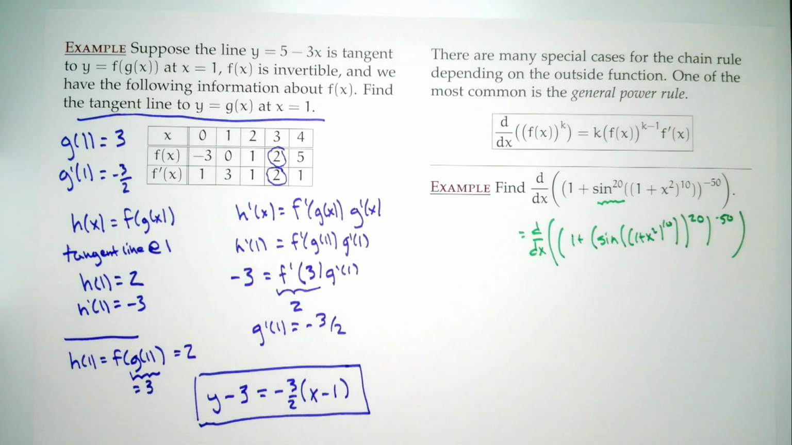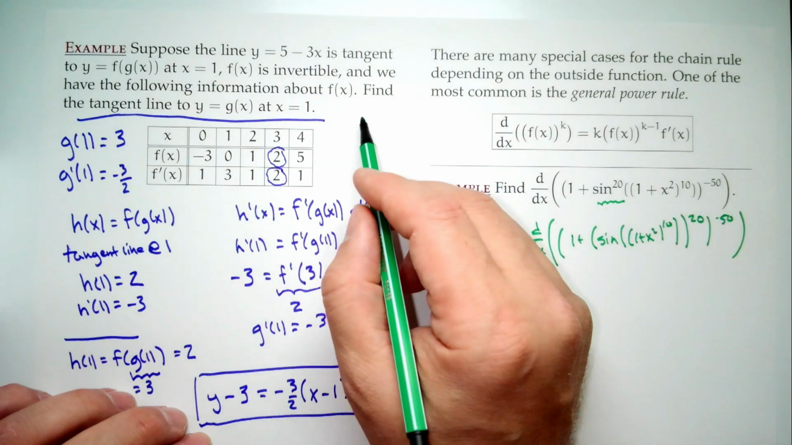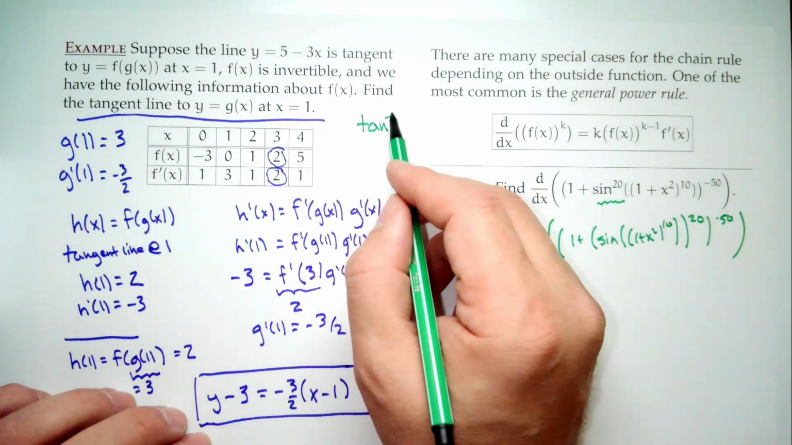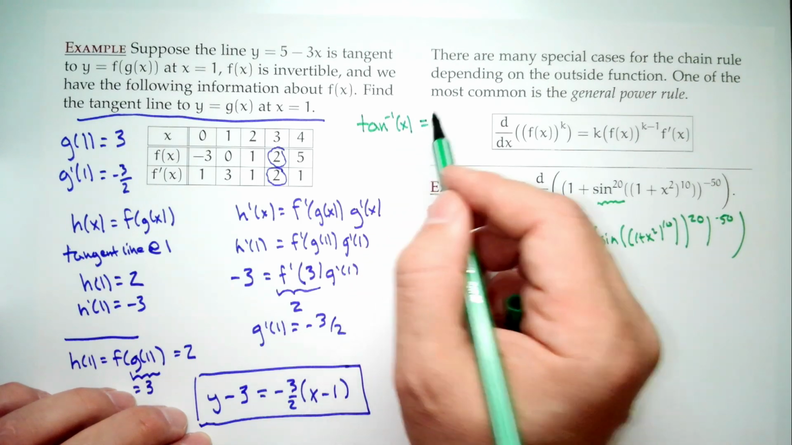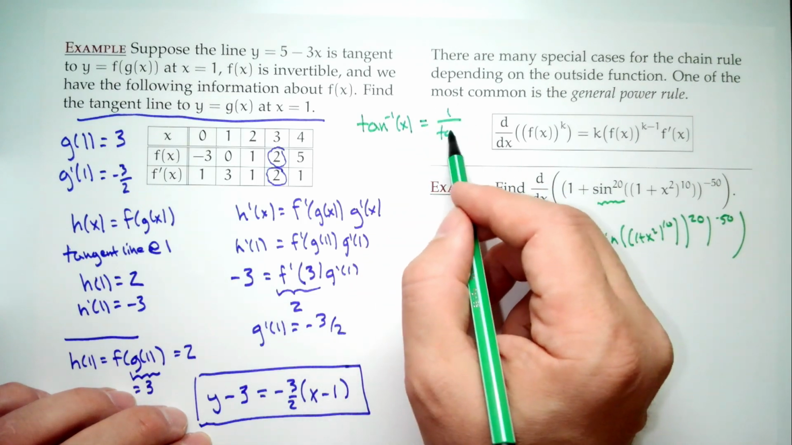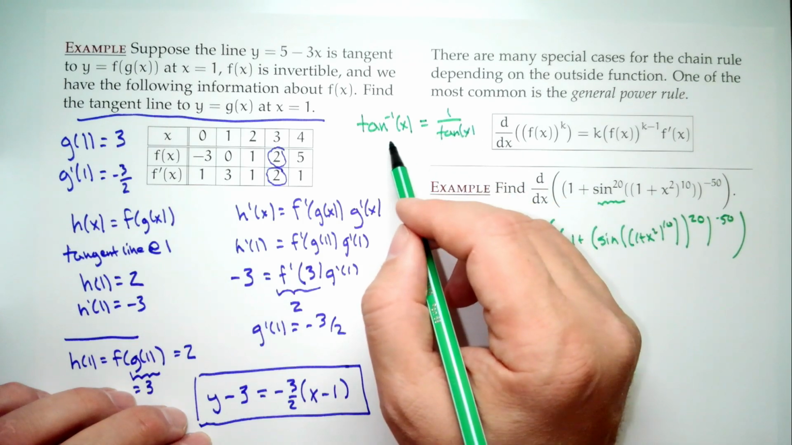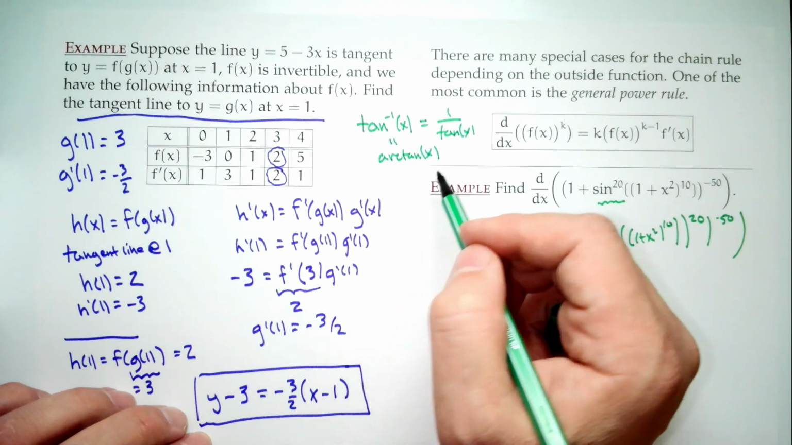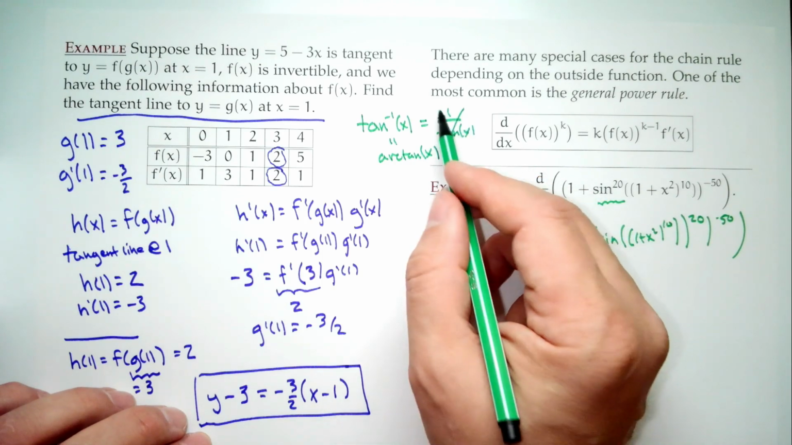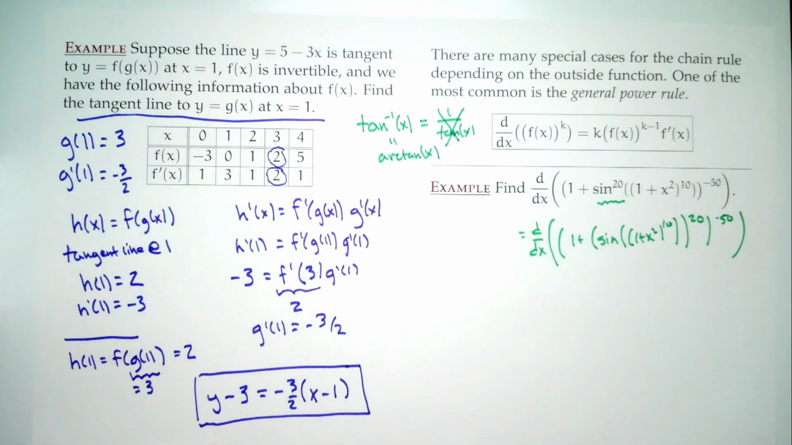I will tell you that there's one exception, which is when you have the negative 1, which is just a sad thing. Because tangent to the negative 1 of x, a lot of people misread that as 1 over tangent of x, but almost always it's really supposed to be arctangent of x. And one of these functions is so much nicer. That's the exception. All right, so here we go.